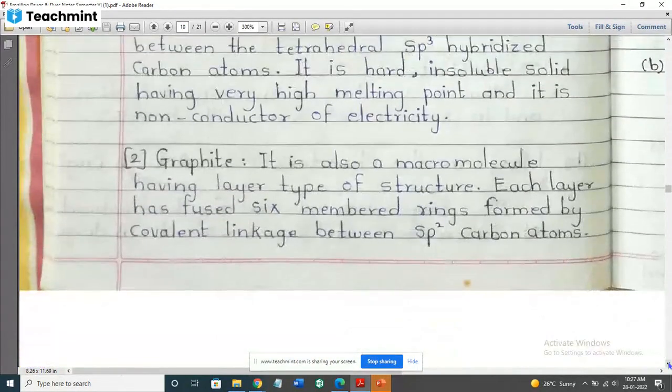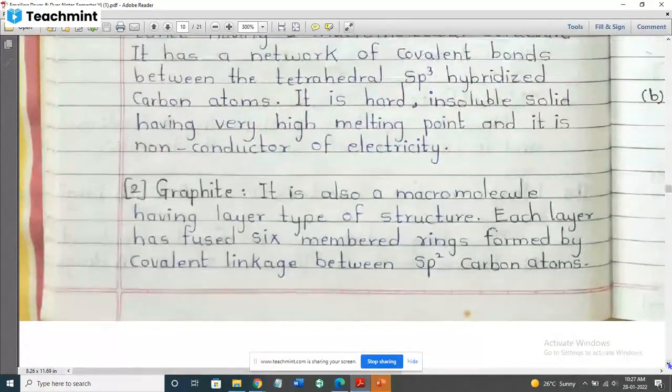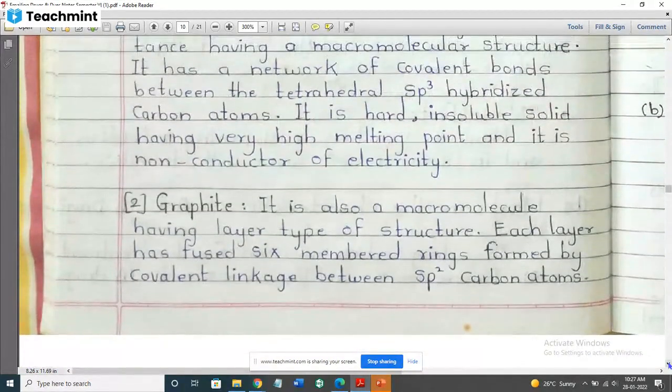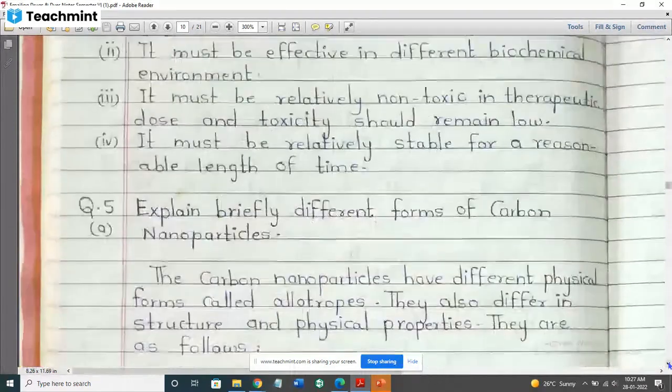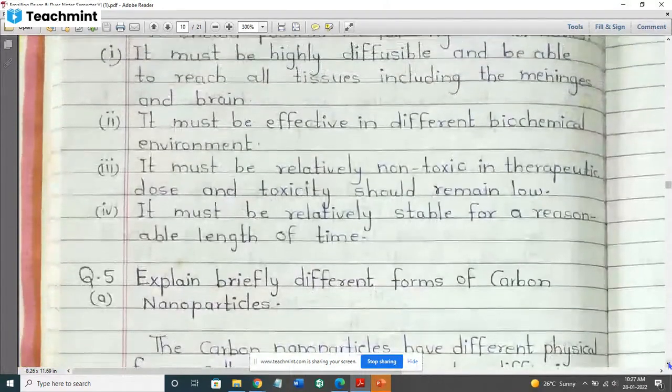Graphite is also macromolecular, having a layered structure. Each layer has fused six-membered rings formed by covalent linkage between sp2 carbon atoms. These are the two allotropes.